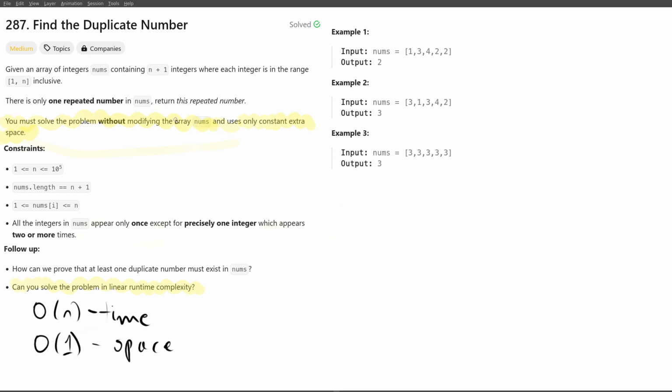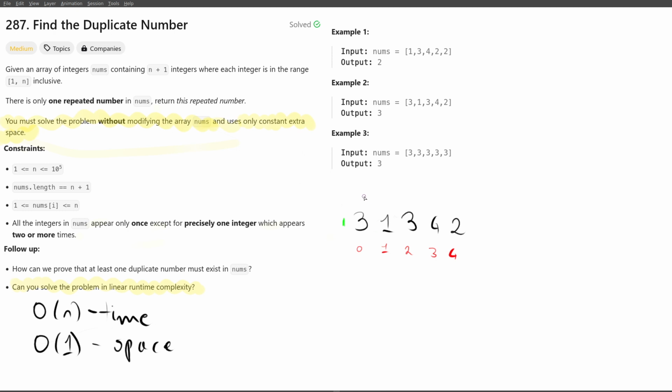Okay, so the key to solving this task is to look at it from a certain perspective. Let's take example 2. We have numbers 3, 1, 3, 4, and 2, in an array at positions 0, 1, 2, 3, and 4. Now what we can do is consider the values in our array to be pointers into this very array, in the sense that the number in a given cell tells us which cell we have to go to next.